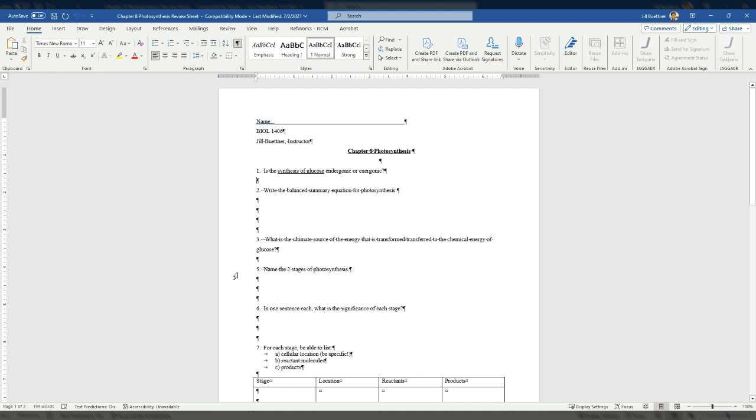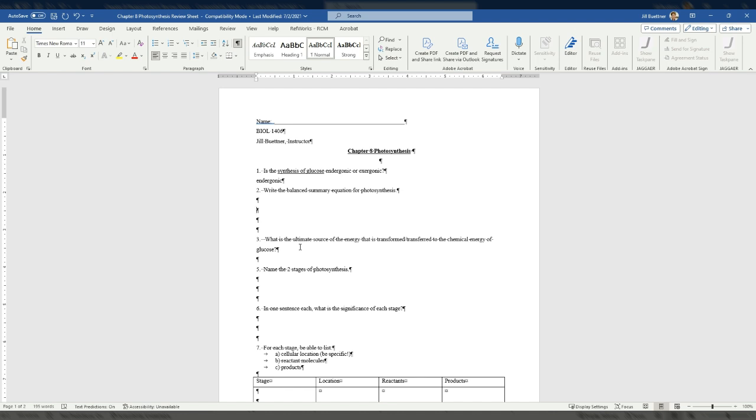The first question says, is the synthesis of glucose endergonic or exergonic? Synthesis is always endergonic, so I'm going to say endergonic. And the energy that's required there comes from the sun. So there isn't an exergonic reaction, so to speak, exactly that provides the energy. The sun provides the energy.